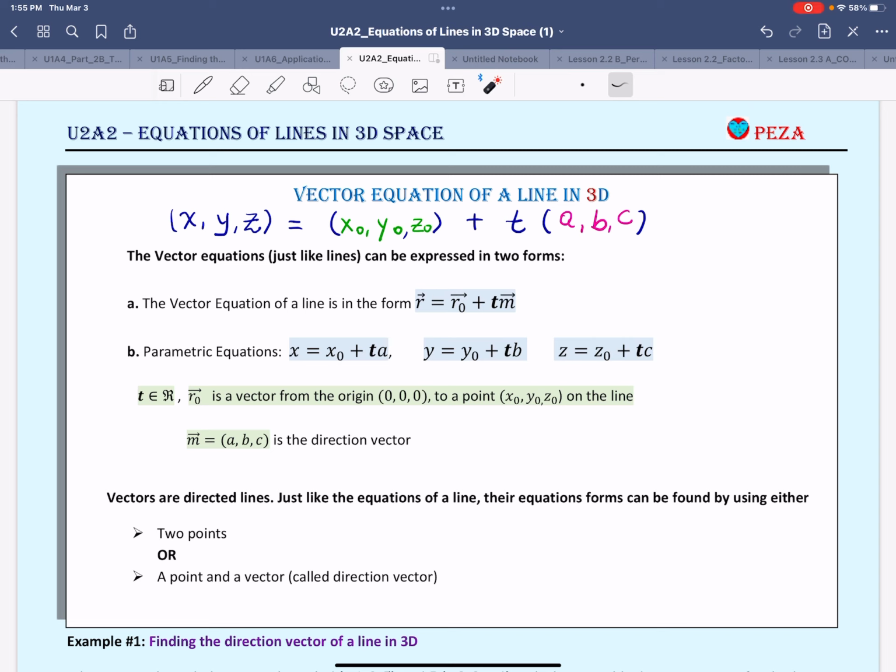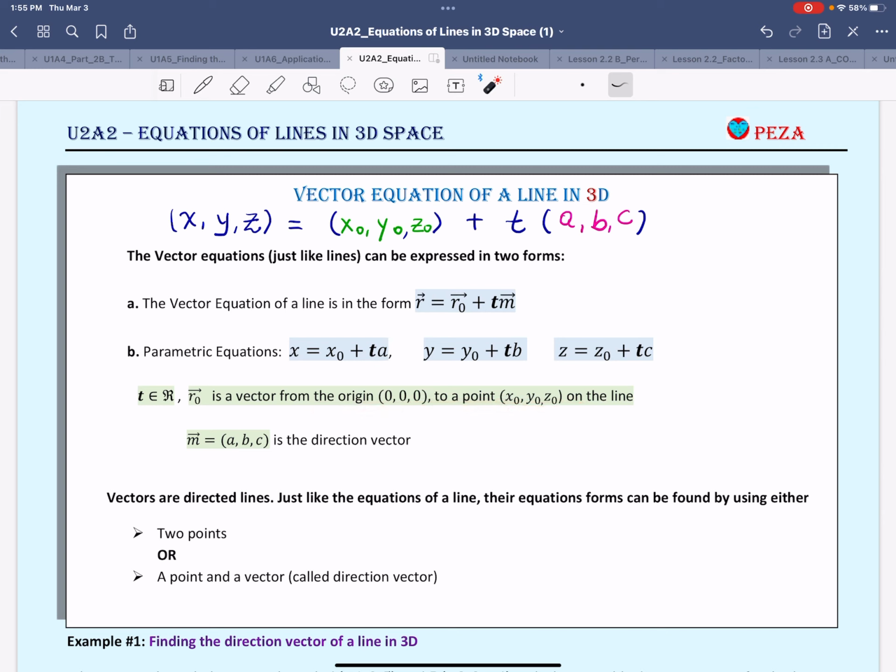So the vector equation of a line, in general, is r equals r0 plus t times the direction vector. And remember this is the vector equation, so the parametric equations will give the equation for each coordinate on the line: x equals x0 plus ta, y equals y0 plus tb, and z equals z0 plus tc. Now, r0 is a vector from the origin to the point (x0, y0, z0).